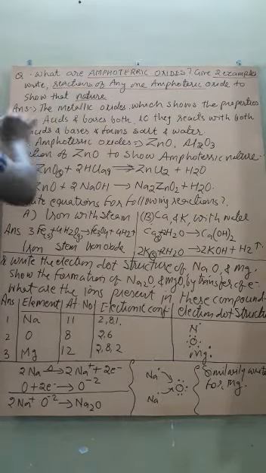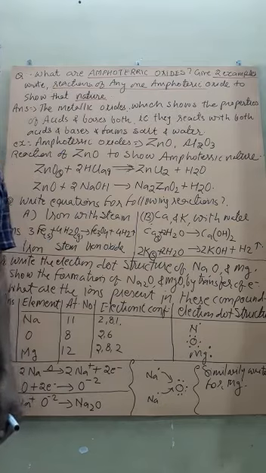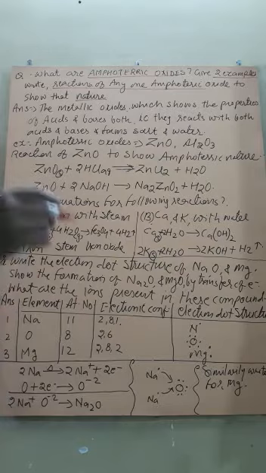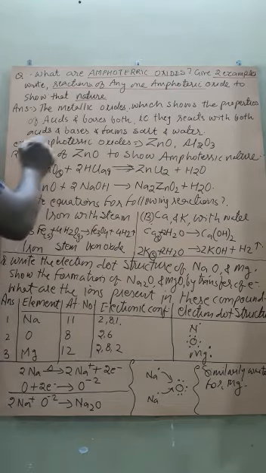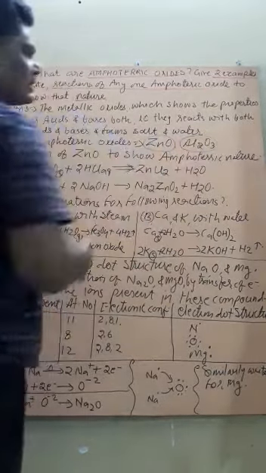The answer is: the metallic oxides which show the properties of acids as well as bases are called amphoteric oxides, because they can react with acid and they can also react with base and form salt and water like compounds. Therefore they are called amphoteric in nature. Now we have two amphoteric oxides, one is ZnO and one is aluminum oxide.